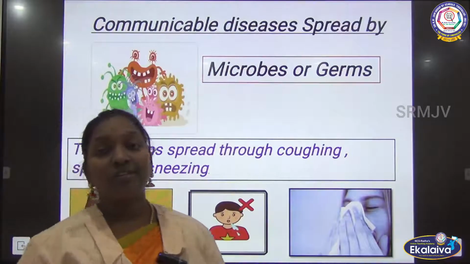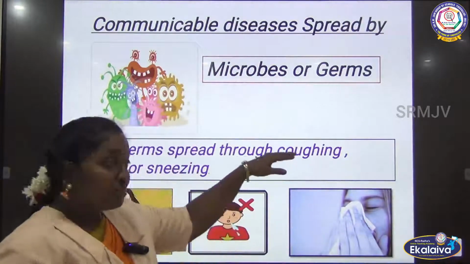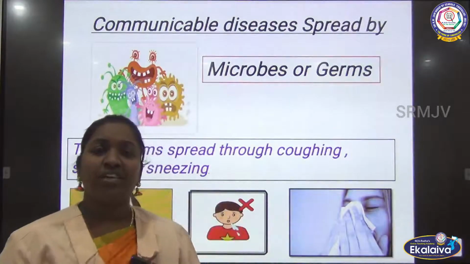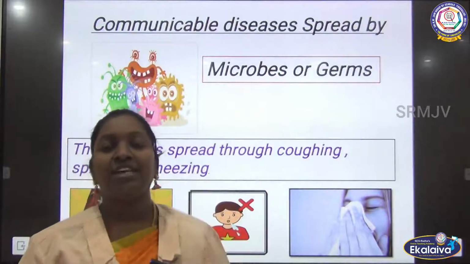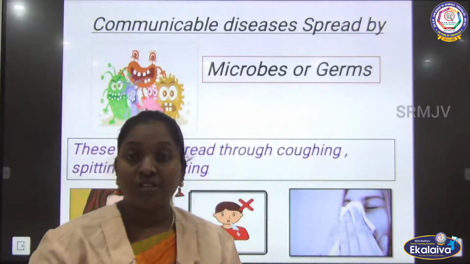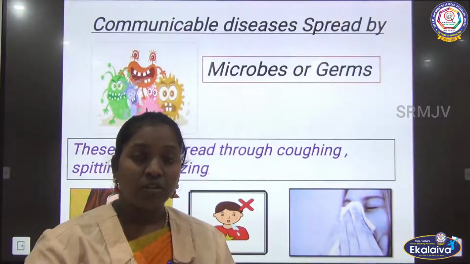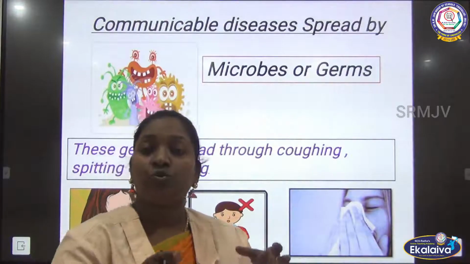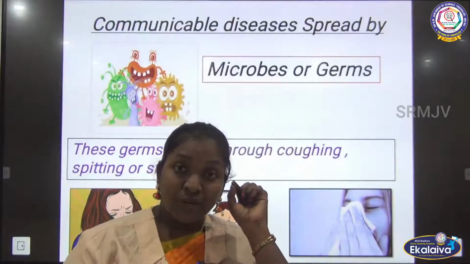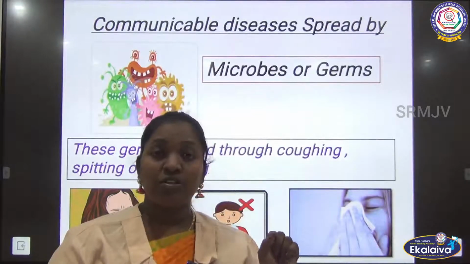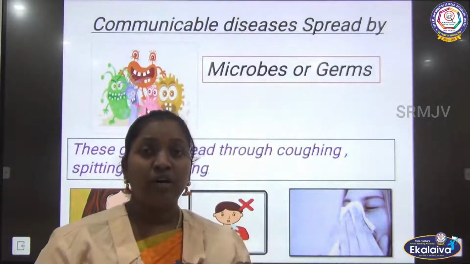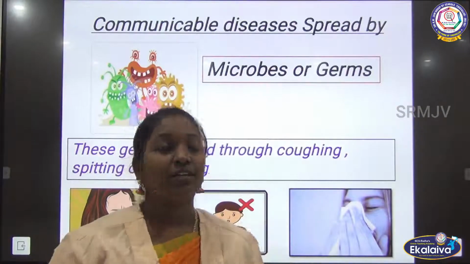So communicable diseases, as I told you, are spread by microbes or germs. These are microorganisms. We cannot see them with our naked eyes. Only through microscopes can we find their structures and what they can do. All these things we can see and identify through the microscope only. Even though they are tiny living things, microorganisms spread disease from one person to another.